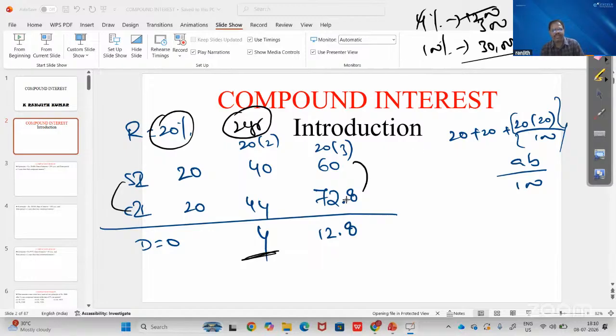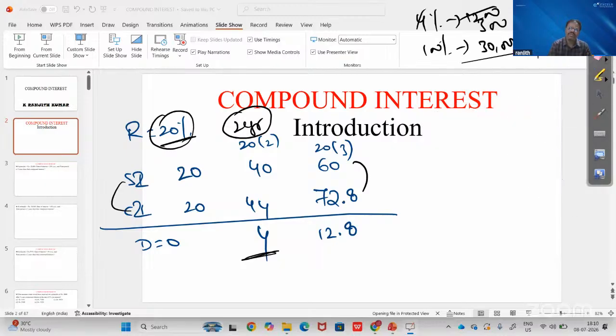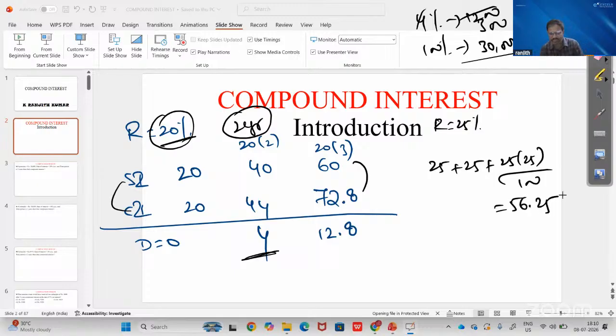Here also next will be 3 years. Difference between SI and CI for 3 years at 20 percent per annum equal to some value, then find the principal. Here also we can find out. Next, if R equals 25 percent, so that is 25 plus 25 plus 25 into 25 by 100. So overall for 2 years it equals 56.25.